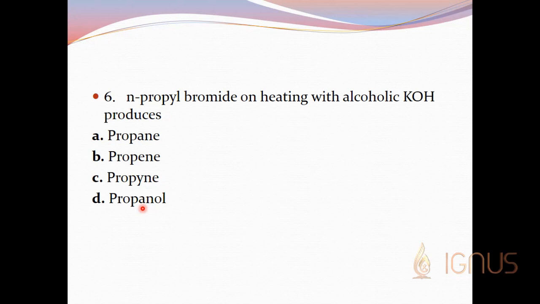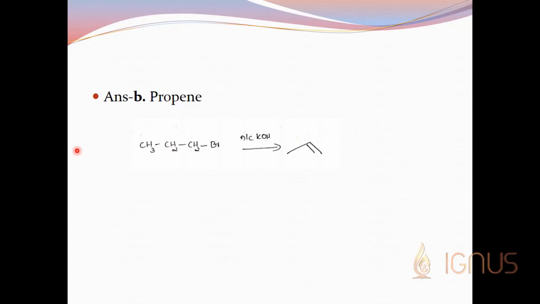Let us discuss the solution for this question. Answer is propene. When we treat this bromopropane with alcoholic KOH, remember we are using alcoholic KOH for elimination. Alcoholic KOH means it is an elimination. This molecule will eliminate a molecule of HBr to give propene. This is a molecule of propene. Hence, an elimination process takes place in the presence of alcoholic KOH to give propene. Hydrogen from this carbon and bromine from the next carbon will eliminate to give propene.